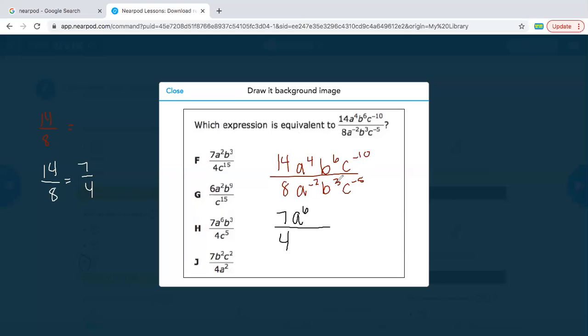B to the power 6 over b to the power 3. 6 minus 3 is 3. So that will be on the numerator because that's a positive exponent. So b to the power 3.